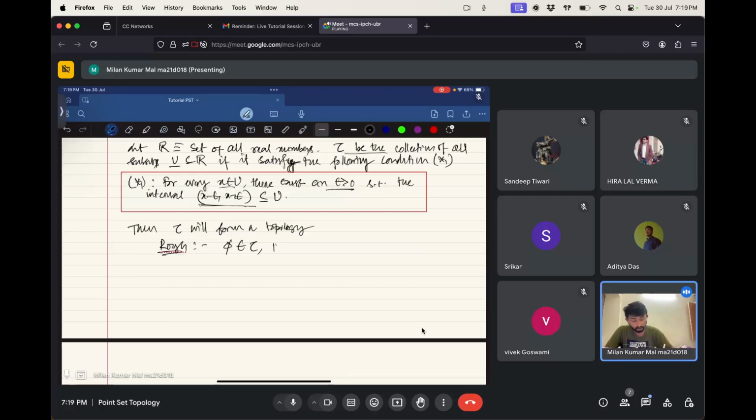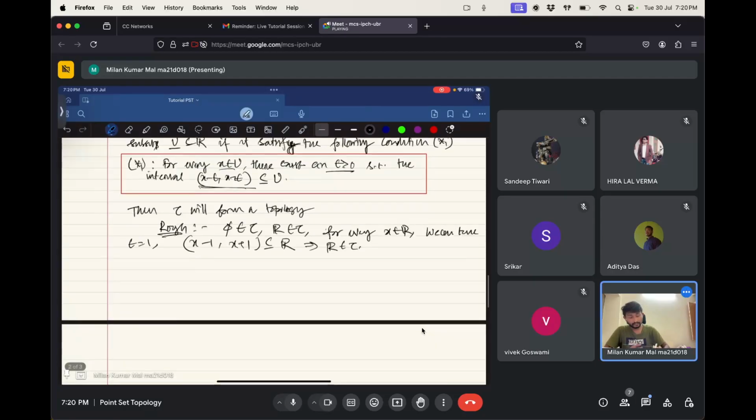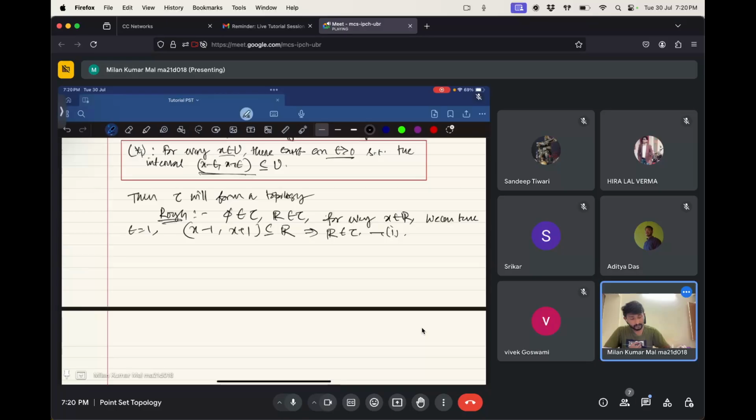Now R will also be an element of tau, because for every x belonging to R, we can take epsilon equal to 1, and then (x minus 1, x plus 1) is always a subset of R. So that gives R is in tau, and this is the first condition. The first condition is satisfied.